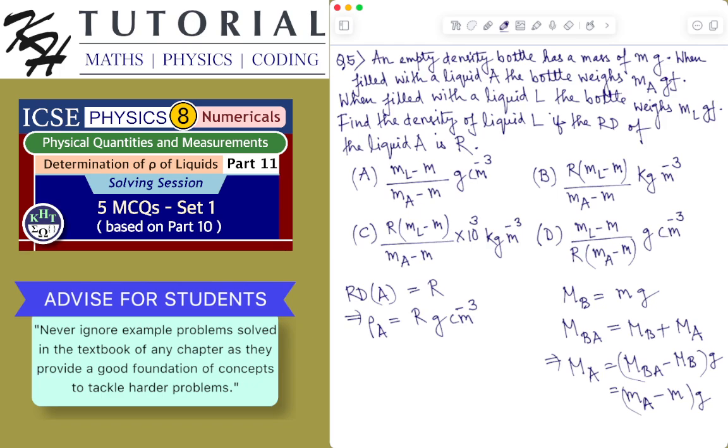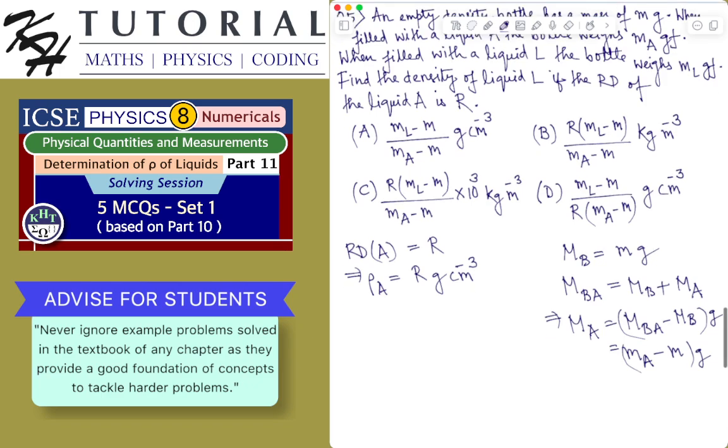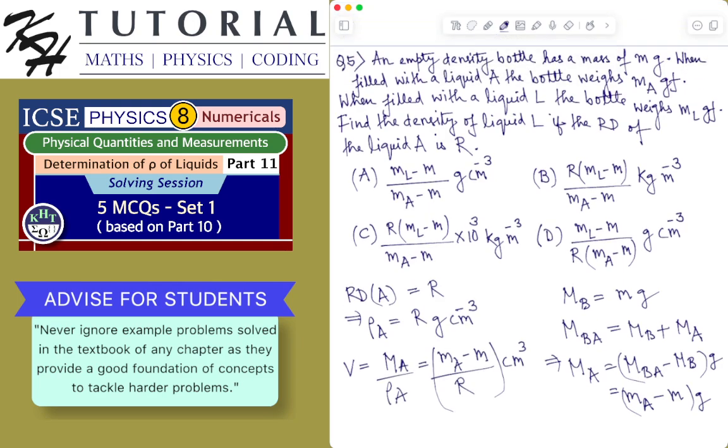And also the density of the liquid A is R gram per centimeter cube. So definitely the volume of the density bottle will be mass divided by density, which is equal to small ma minus m divided by R. This much centimeter cube should be the volume of the density bottle, which should also be the volume of the liquid L filling the density bottle.